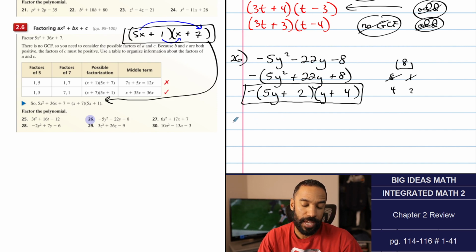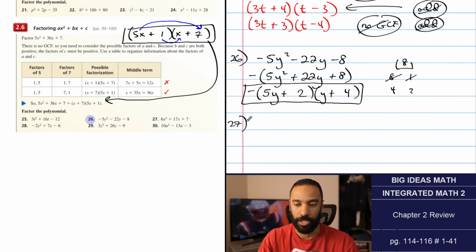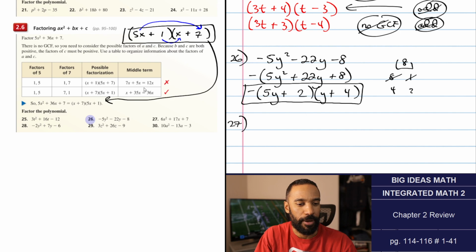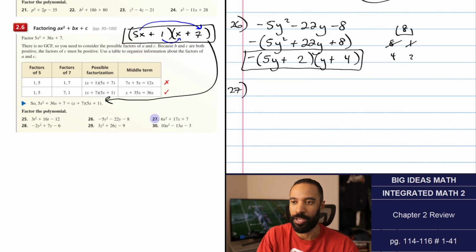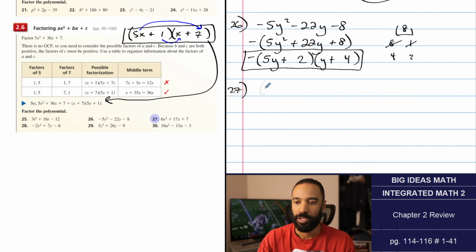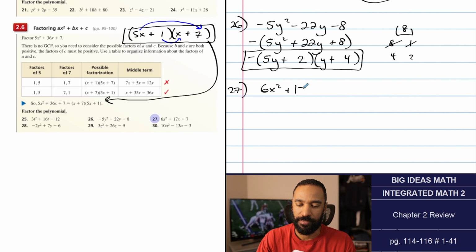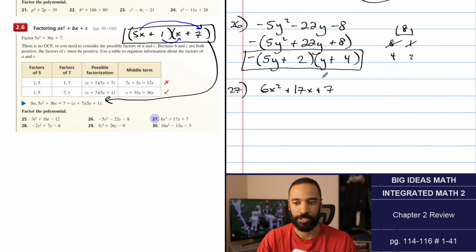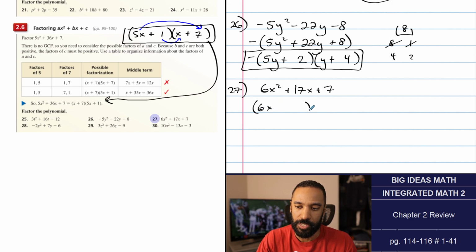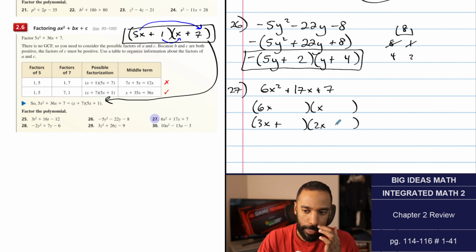Much faster than the other set, but then again, I can go even faster in my own head. I just want to teach you what I'm talking about. Number 27, we have 6x squared plus 17x plus 7. So 6x squared, whoops, no parentheses. 6x squared plus 17x plus 7. Let's factor. Now, 6 happens to be a composite number, which means this can either be 6x times x or 3x times 2x. I tend to go with the 3's and 2's more so.